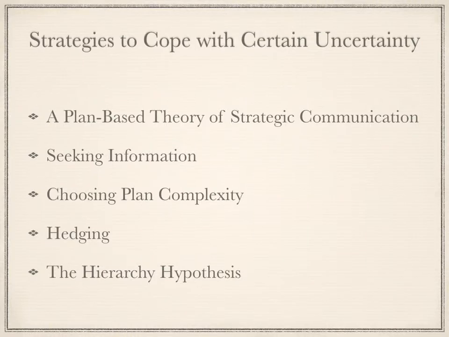Next are the strategies to cope with uncertainty. Griffin 2006 states 10 years after Berger introduced the uncertainty reduction theory, he switched his research to focus on the thought processes that people go through in order to produce the messages they speak. His findings suggested that most social interaction is goal-driven, and he labeled this a plan-based theory of strategic communication, because he was convinced that we continually construct cognitive plans to guide our social actions.